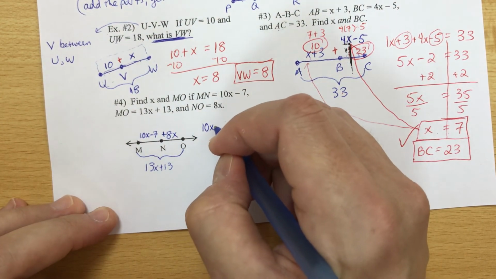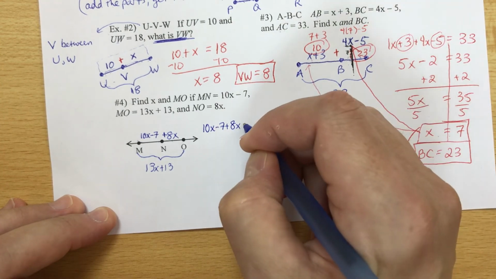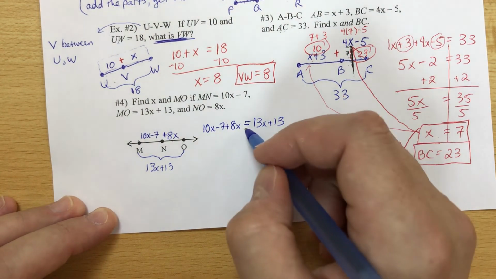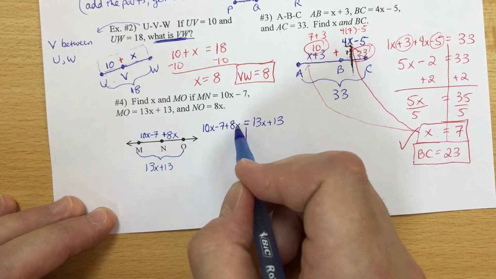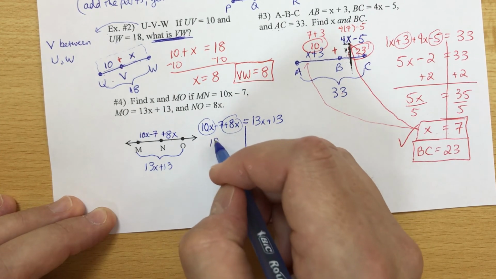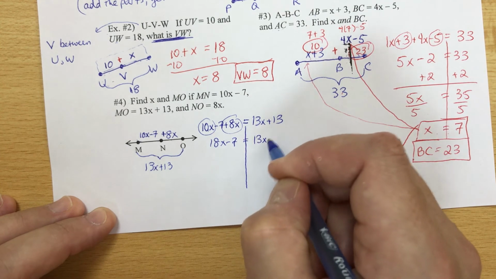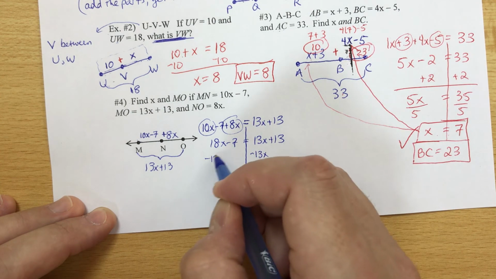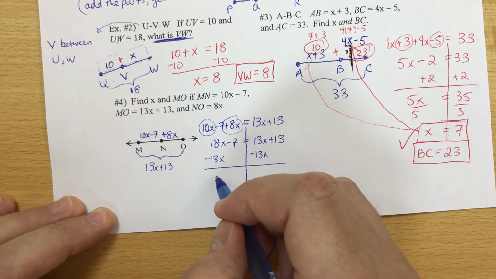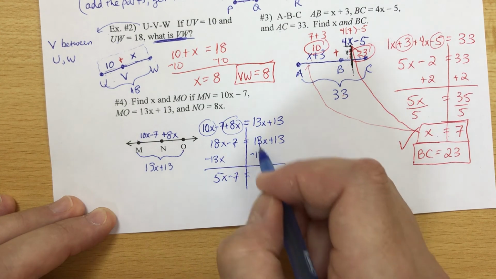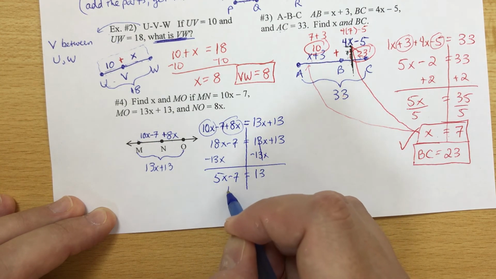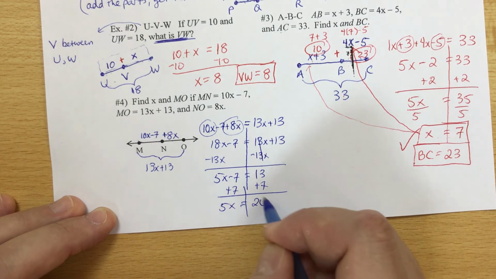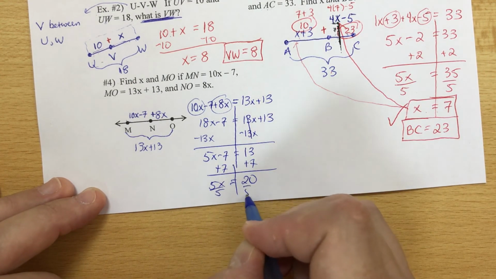So we add the parts, and that's equal to the whole thing. Here's the equation. Now to solve it, I'm going to add like terms. That's 18x minus 7 equals 13x plus 13. I want to get the variables on the same side. I'm going to move the 13x by subtracting it. 18 minus 13 is 5x minus 7 equals 13. I'm going to move the constant to the other side, add 7. So we get 5x equals 20. Then divide by 5, x is equal to 4.